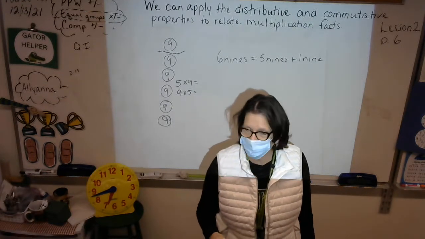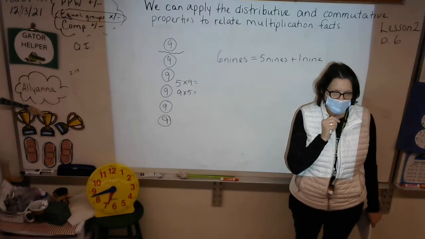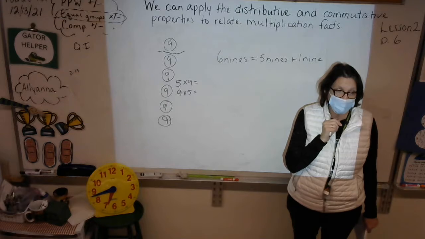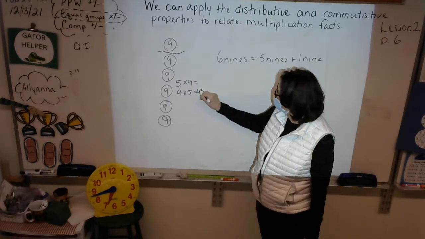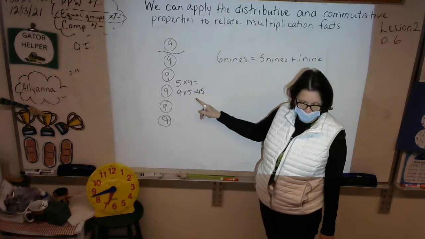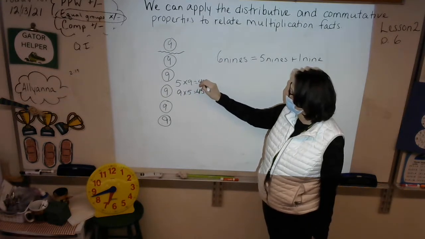Whisper that answer to your neighbor. What will you get? I heard a lot of people say 45. Is that correct? Sure is. 9 times 5 is 45. And if 9 times 5 is 45, guess what? 5 times 9 is also 45.